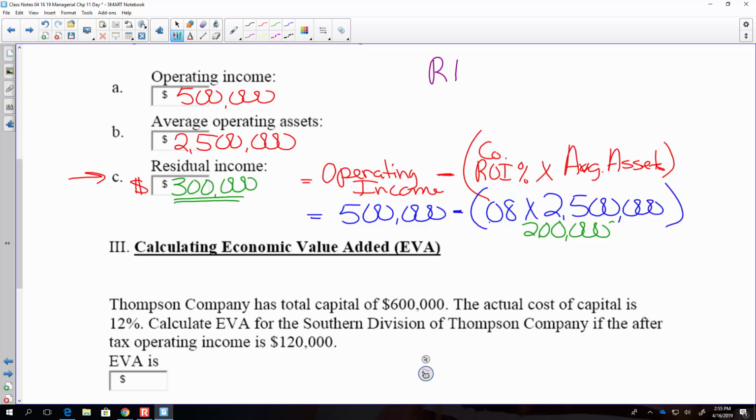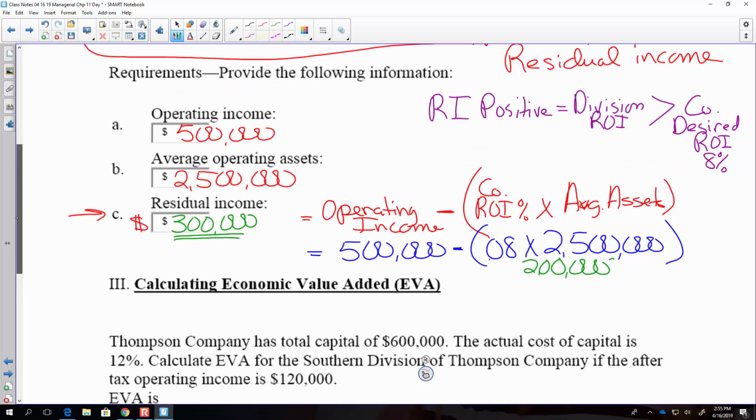If RI is positive, that means the division ROI is greater than the company's desired ROI. If residual income is positive, the division ROI is greater than the company's ROI. So, in other words, the company's desired ROI was 8%. This division is greater than that.